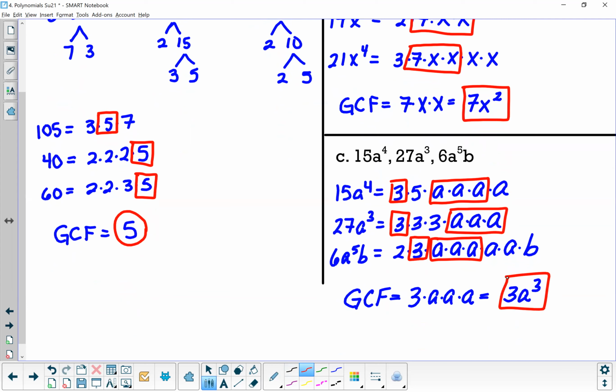Now, after a certain while, you can see it's not actually quite practical to continue writing out the prime factorization for every single term. So at some point, you're going to be able to do this mental math to find the highest factor for your coefficients, then for your variables. So let's look at some examples where we can do it using mental math instead of writing out the prime factorization.